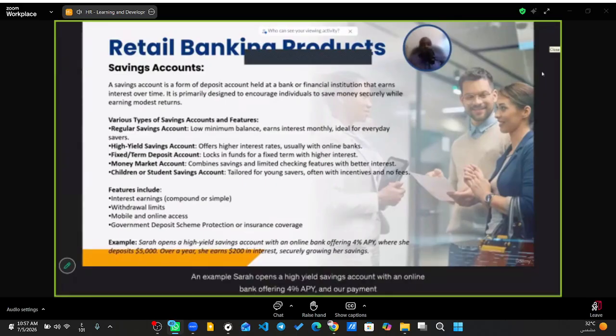An example: Sarah opens a high yield savings account with an online bank offering 4% APY, annual percentage yield, where she deposits $5,000. Over a year, she earns $200 in interest, securely growing her savings.